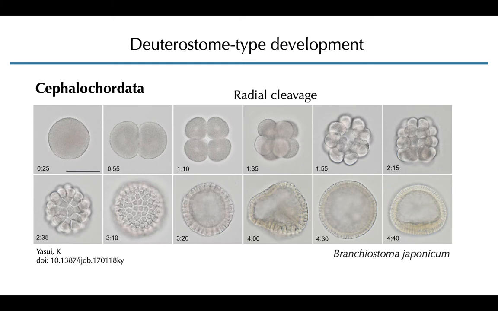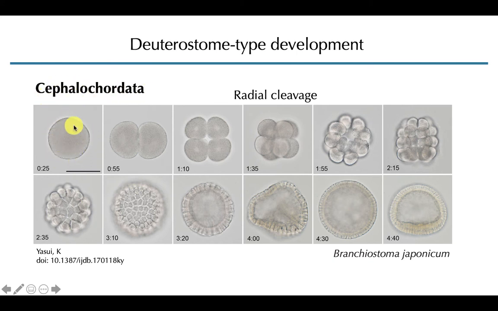All of deuterostomia, including chordata, undergo deuterostome-type development. This is actually also what most arthropods do, and some annelids. Those are not in deuterostomia. But I just thought it was pretty cool to show you a series of pictures of an embryo developing of a lancelet or cephalochordate.